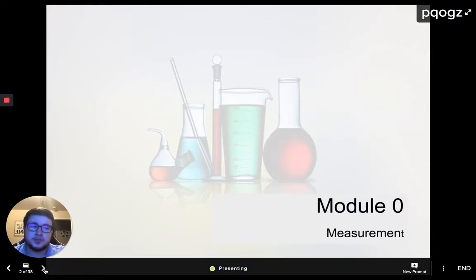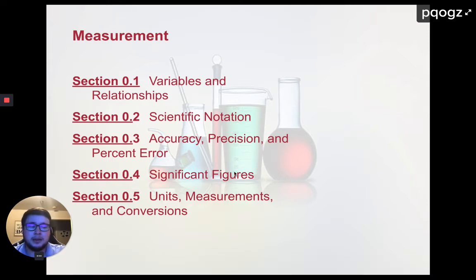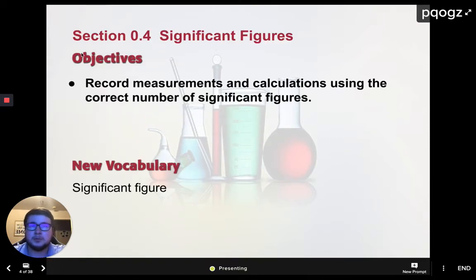Again, this is Module 0. We're talking about measurement still. And this is now Section 4, significant figures. So we will learn what significant figures are, how to count how many significant figures there are in a number, and why they're important in chemistry. Okay? Our objective is to record measurements and calculations using the correct number of significant figures.